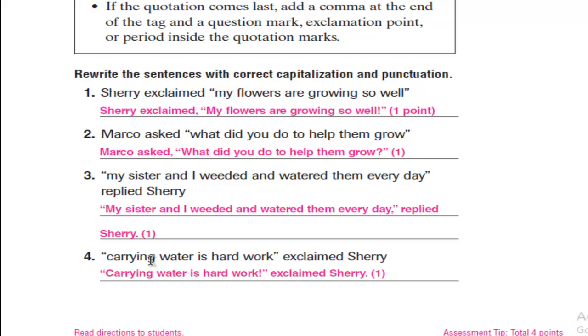Number 4, "Carrying water is hard work," exclaimed Sherry. So you have the quotation at the beginning of the sentence. It comes first. So it's an exclamation sentence. Let's look at the first word, which is carrying, so you have to capitalize the C. And then at the end of the quotation, you have to add an exclamation point before the close quotation marks. Then exclaimed Sherry. Don't forget the period at the end of the sentence.